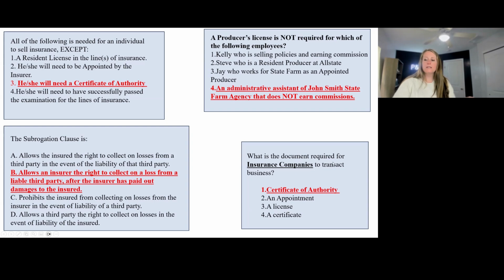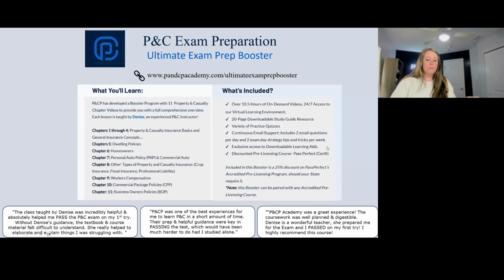And then lastly, what is a document required for insurance companies to transact business? So again, what the actual company needs is that certificate of authority, right? It's not an appointment, not a license, not a certificate. All of 2, 3, and 4 are what the individual would need to sell insurance. What the actual company needs is that certificate of authority. So again, it's little things like that, the company versus the individual, that you want to be on the lookout for. Hope that was helpful.